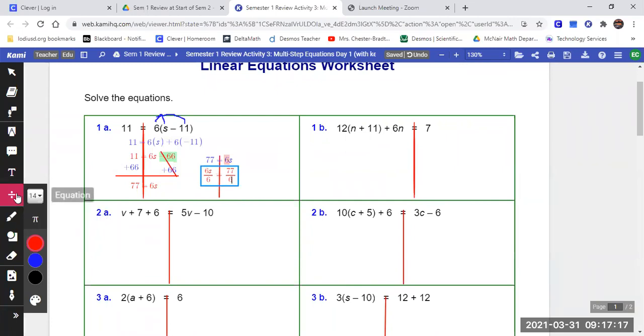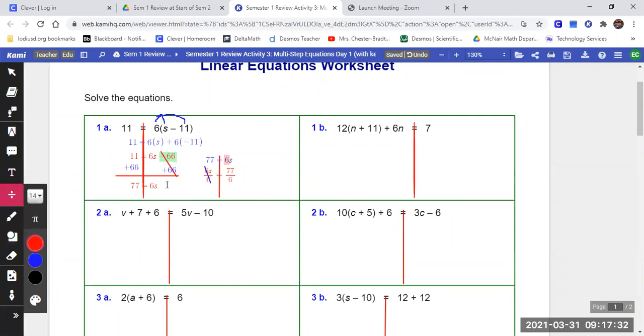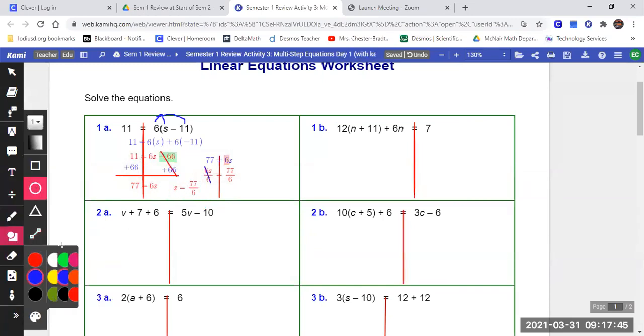Okay, that made the 6 become a 1. 6 divided by 6 is 1. And 1 times numbers changes nothing. So my answer is that S is going to equal 77 over 6. And it's okay. Fractions are valid answers.